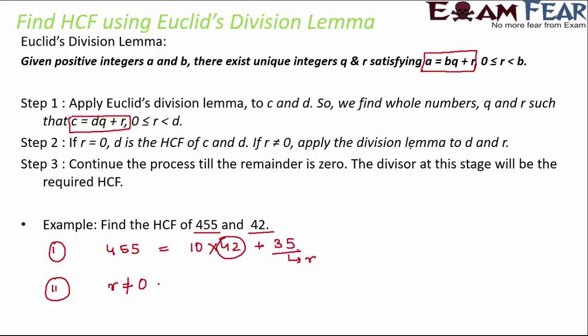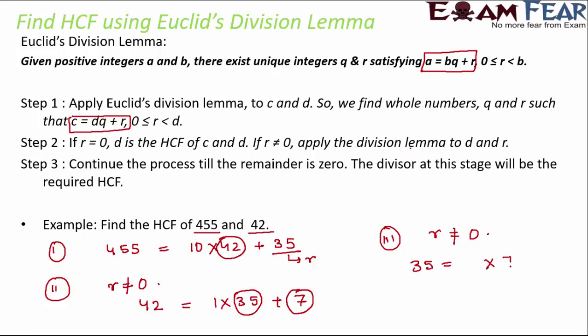So this is D and this is R. So that means D is equal to 1 into 35 plus 7. So we have applied the same division lemma here. So now in this case, what is R? So let's move on to step 3. So now again we have R not equal to 0. So that means we still need to apply division lemma to 35, which is D here, and 7, which is R here. So we will get 35 is equal to something into 7. So 5 into 7 plus 0.